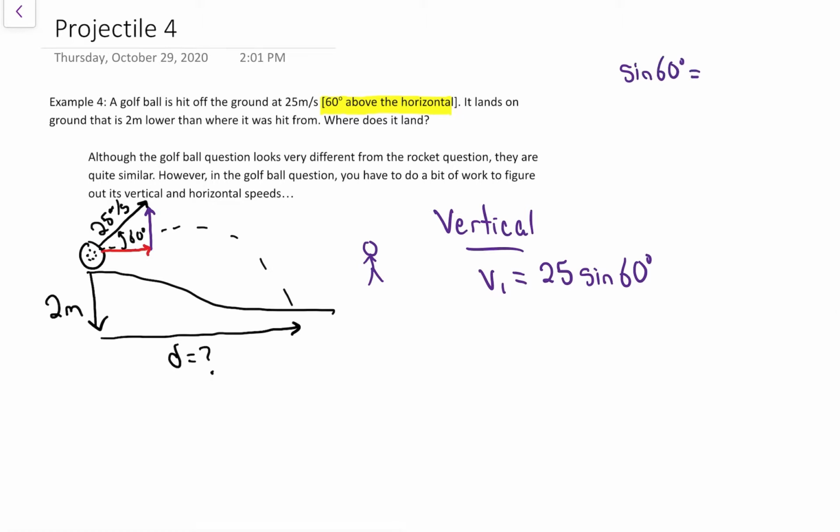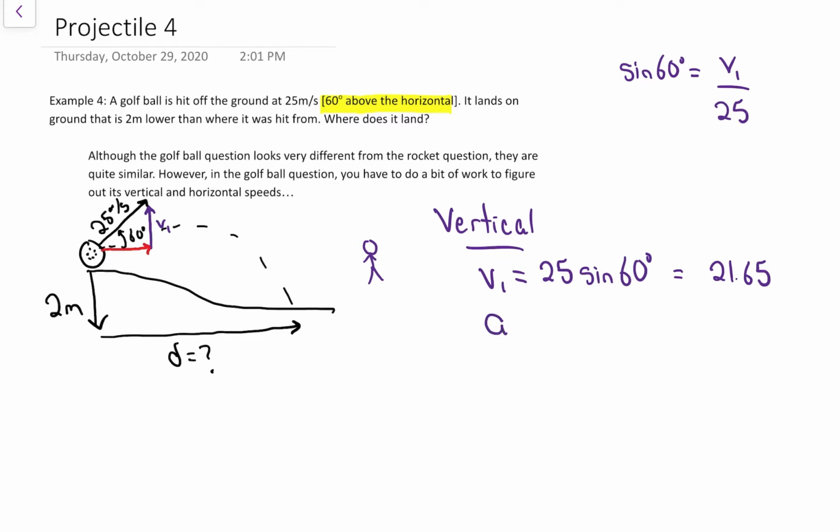Sine is opposite over hypotenuse, so it is going to be the V that I'm looking for. So V1 all over the hypotenuse, which was 25. So V1 is 25 sine 60. We'll need a number for that eventually. I'm getting that to be 21.65.